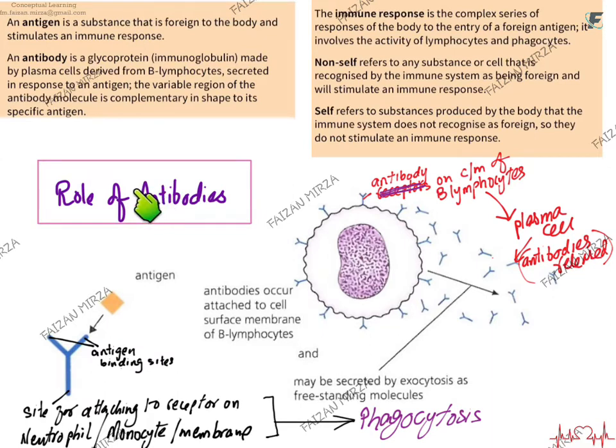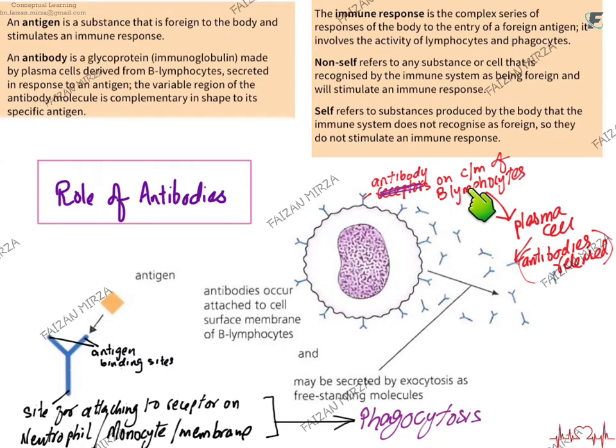So what are antibodies? When antibodies are initially produced, they are attached to the cell surface membrane of the B lymphocytes. When they are attached to the cell surface membrane of the B lymphocyte, we call these antibodies antibody receptors as well, or we simply call them antibody molecules attached to the membrane of the B lymphocyte. So first of all, keep in mind that there is a type of lymphocyte called B lymphocyte, and these B lymphocytes have antibodies attached on their plasma membrane.